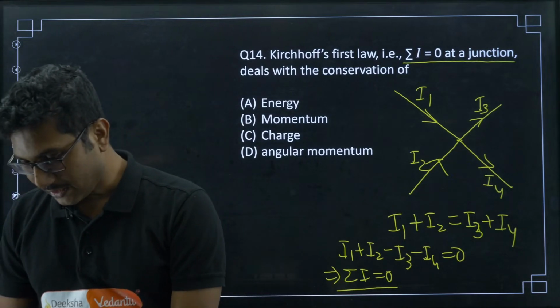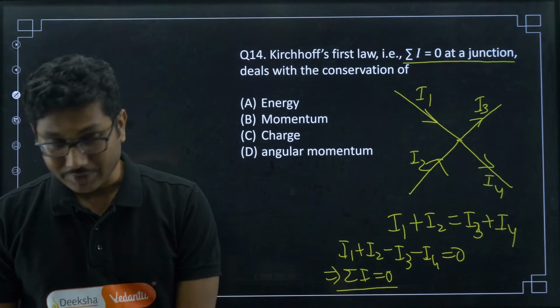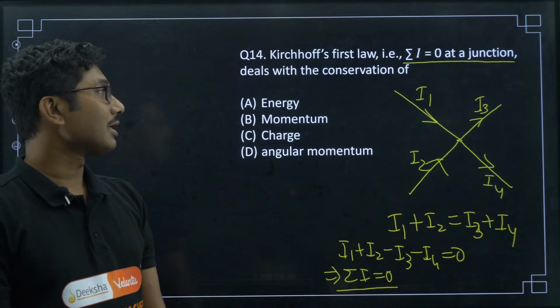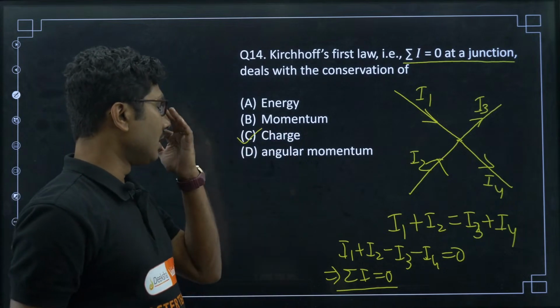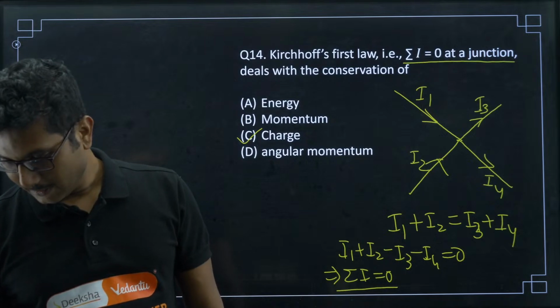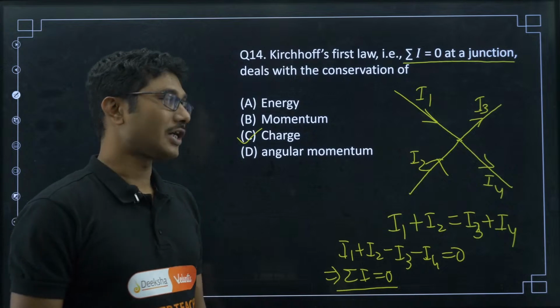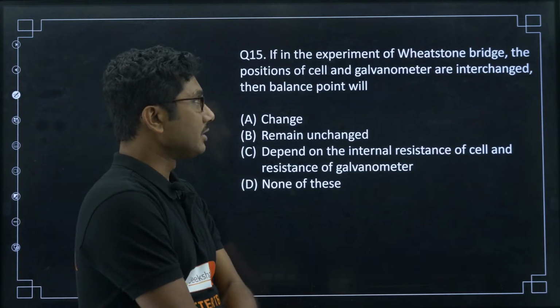14C, KVL. Yes, KVL is conservation of energy, and KCL, that is Kirchhoff's current law or Kirchhoff's junction rule, is conservation of charge. That is 12C, 14C. So KVL is conservation of energy, KCL is conservation of charge. Both come from two very common conservation laws.